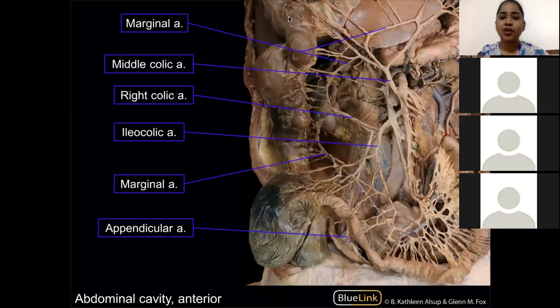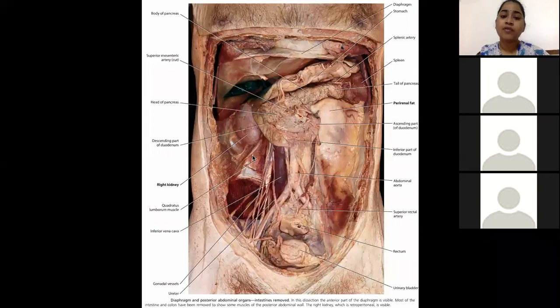This is the ascending colon. Here you can see the circulation very nicely. Appendices epiploicae are removed here, you cannot see them. Now you can see that this is the cecum and this is the appendix, right? Now even if you remove all these particular areas, then we will see the posterior abdominal contents.